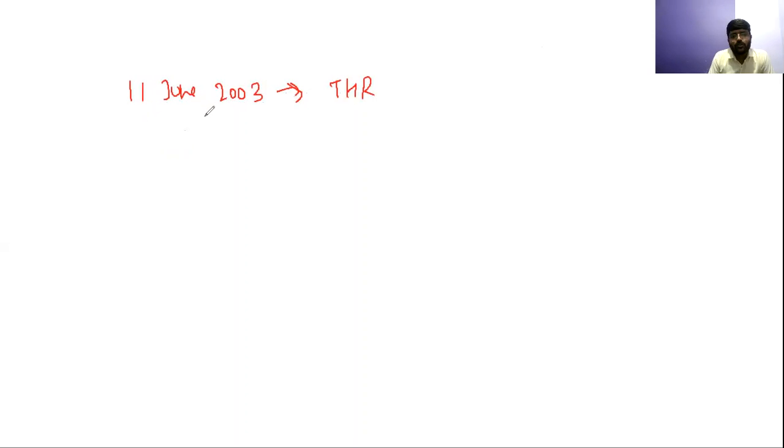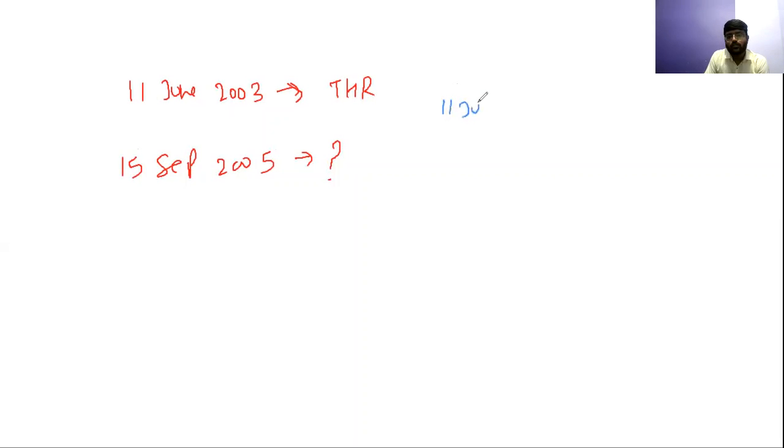So if 11th June 2003 is Thursday, what will be the day on, let's suppose I am interested in finding the day on 15th September 2005? So what is the day on 15th September 2005? I'm interested in finding this. Again, I have changed the date, the month, and the year. Now I'm going to explain this question quickly because we have been doing this for a long time now.